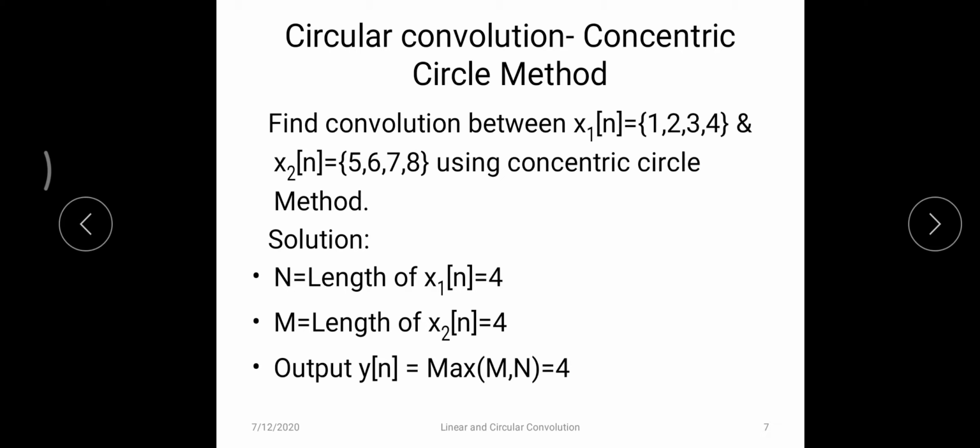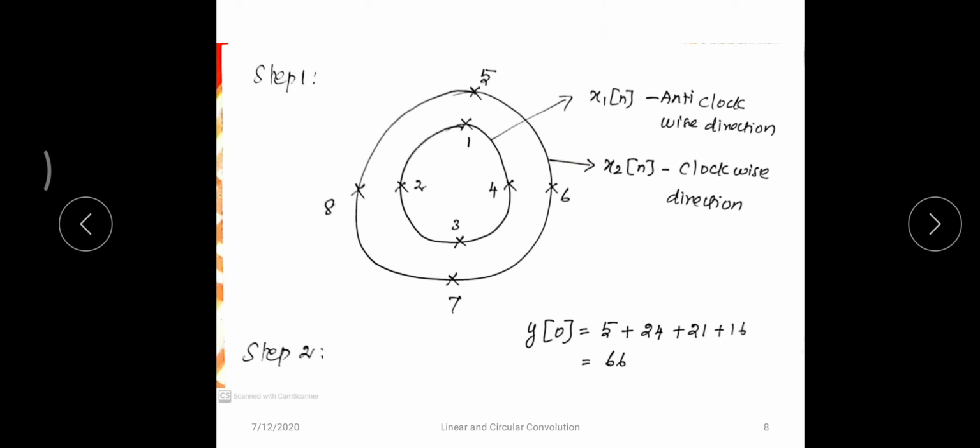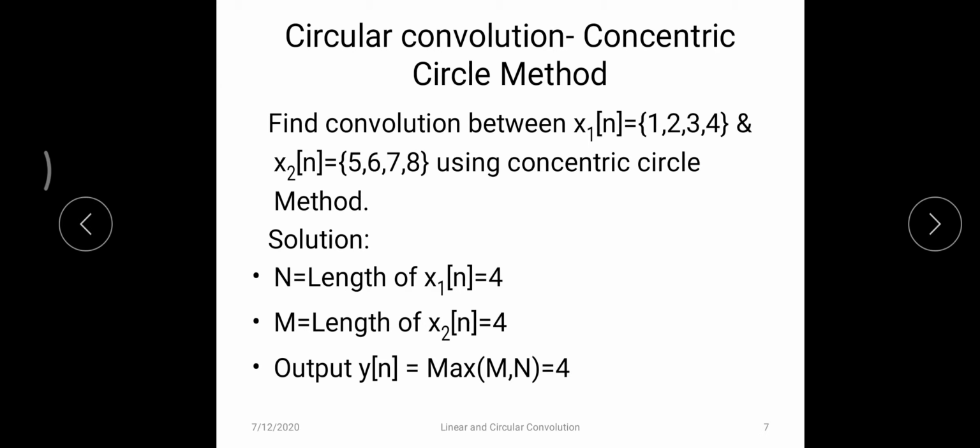Now we'll see how to find a circular convolution between this x1 of n and x2 of n using the concentric circle method. Okay, now listen carefully. It's once again up to the student's perspective. Either they can take x1 of n in the clockwise direction or x2 of n in the clockwise direction. But here, for the explanation purpose, I considered x1 of n in the anti-clockwise direction, x2 of n in the clockwise direction.